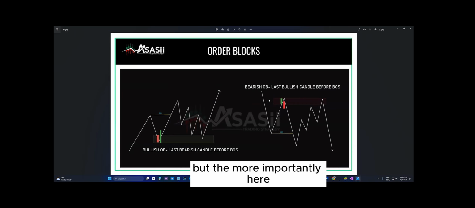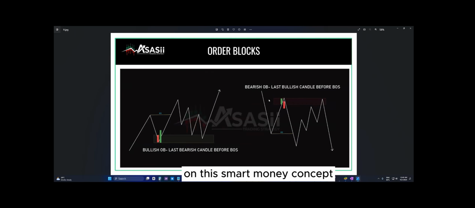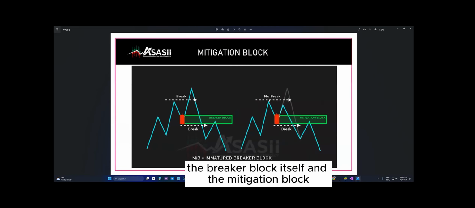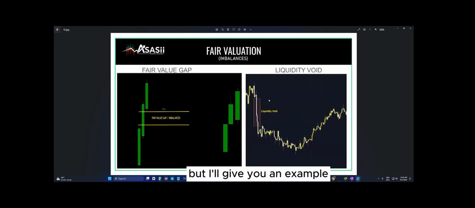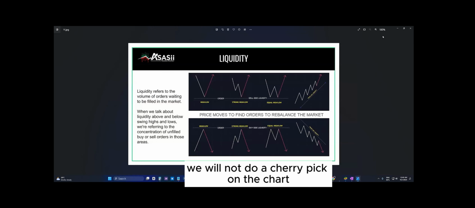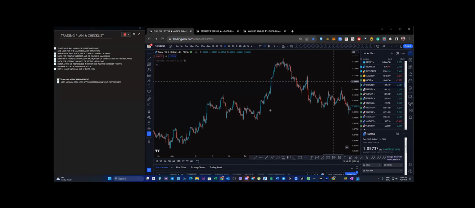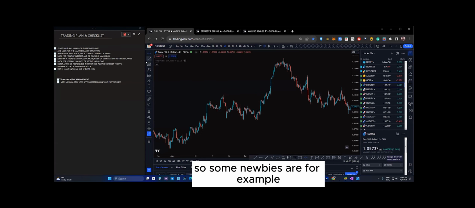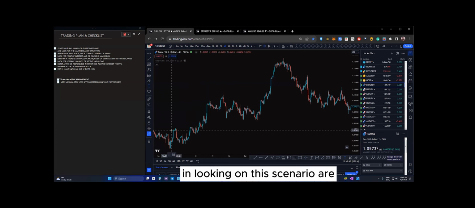But the more important here on this smart money concept short course is the order block. Of course, the breaker block itself and the mitigation block. So it depends on your trading style, but I'll give you an example. We will not do a cherry pick on the chart, but first of all, we will review live in chart our basic structure. Some newbies, for example, looking at this scenario, are getting confused.